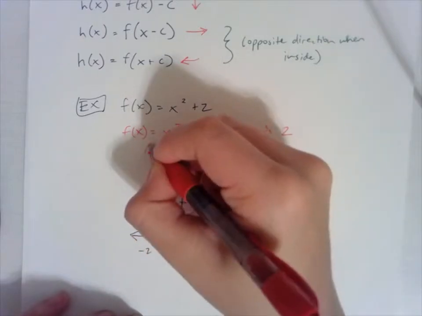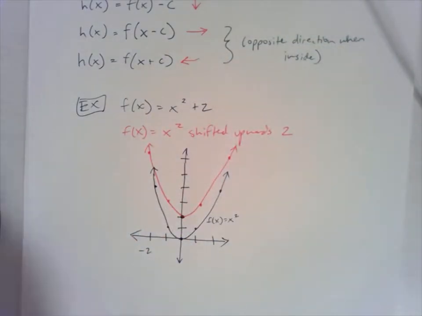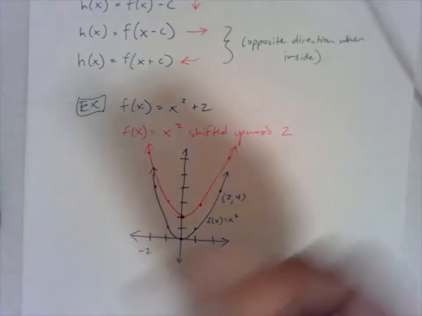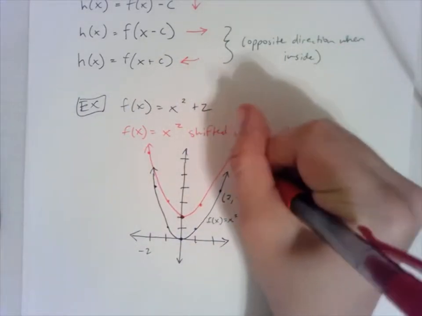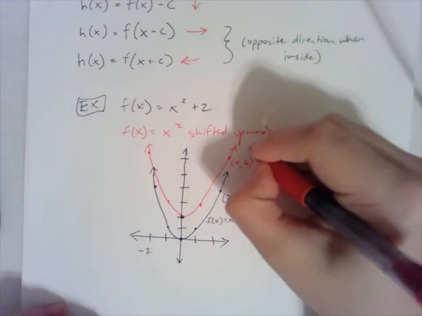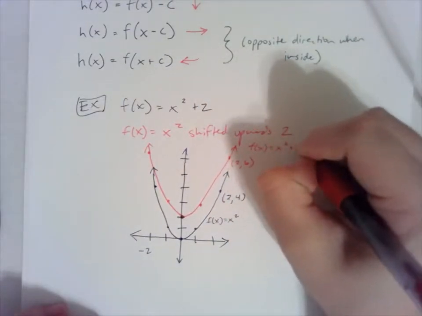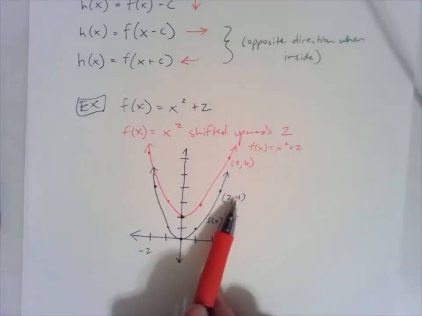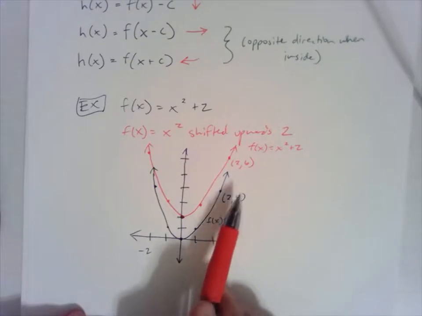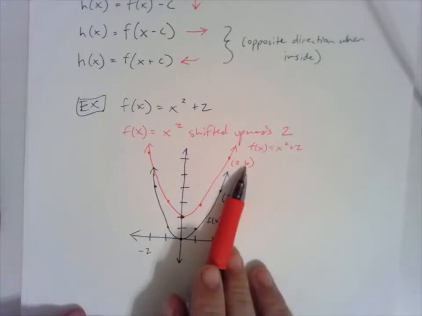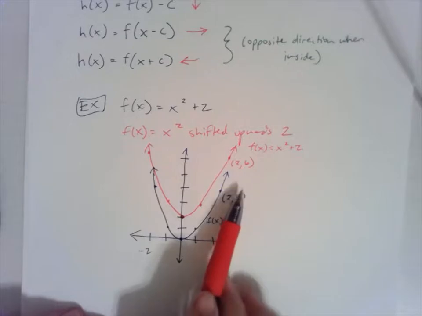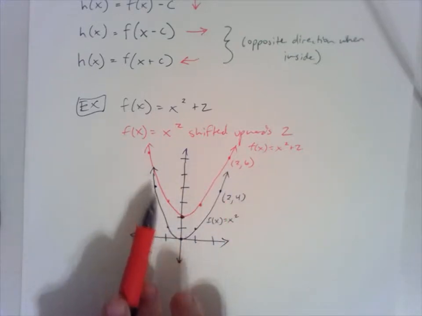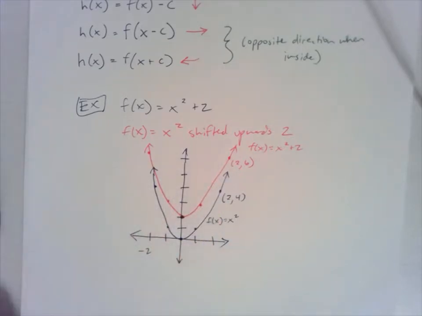Let's take a look at an example point here. We went from the point 2, 4 on our original to the point 2, 6 on our f of x equals x squared plus 2. Notice the difference in these coordinates. From our parent function, we went from the y value 4 and shifted it up 2 to become 6. So we added 2 to our y value to get 6, and we added 2 to all of our y values for our red function.